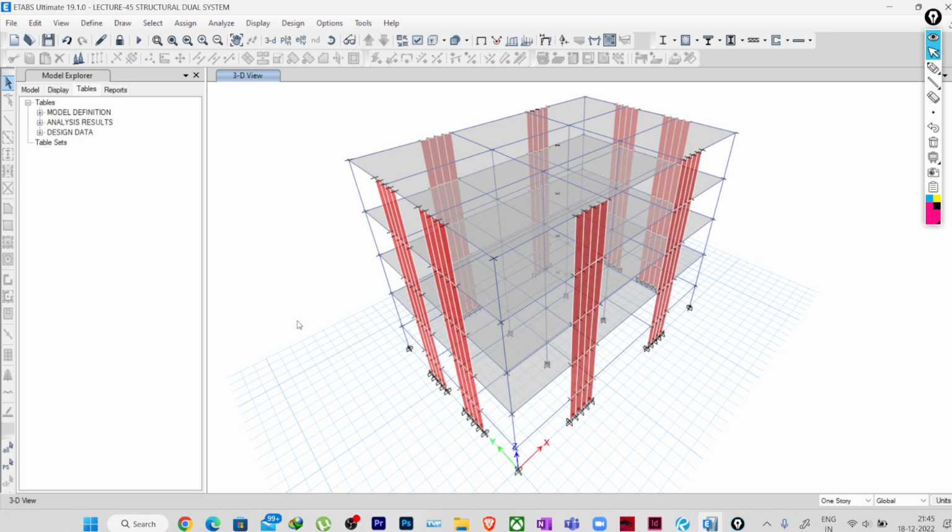So in our previous lesson, we have seen the structural wall system and how we can calculate the time period for the structural wall system. One thing I forgot to mention in our previous lesson is that whenever we are changing the structural system, the response reduction factor will also be changed based on the structural system that we are choosing.